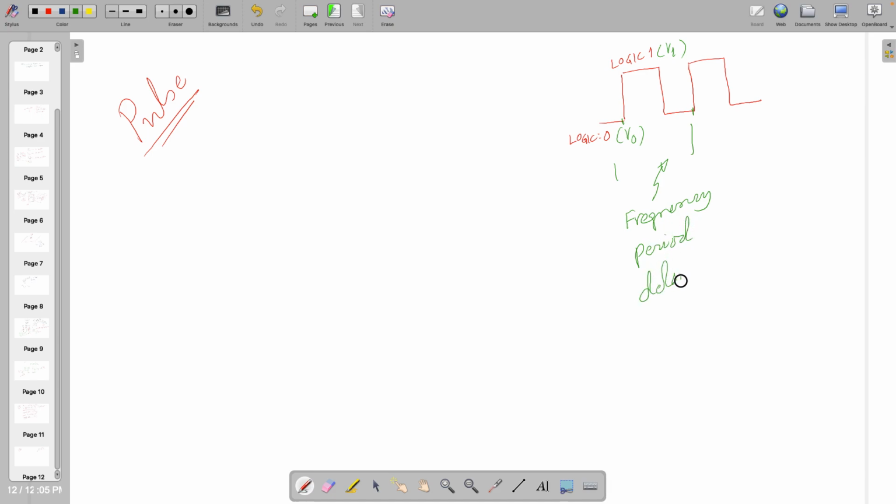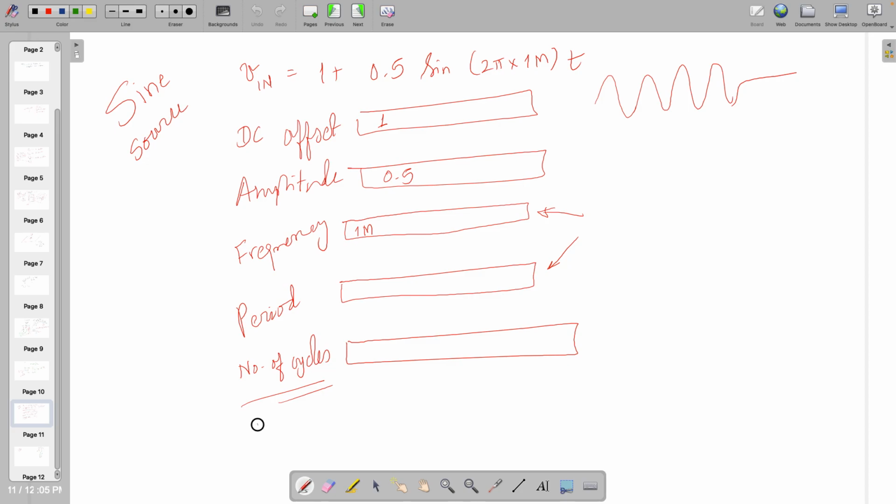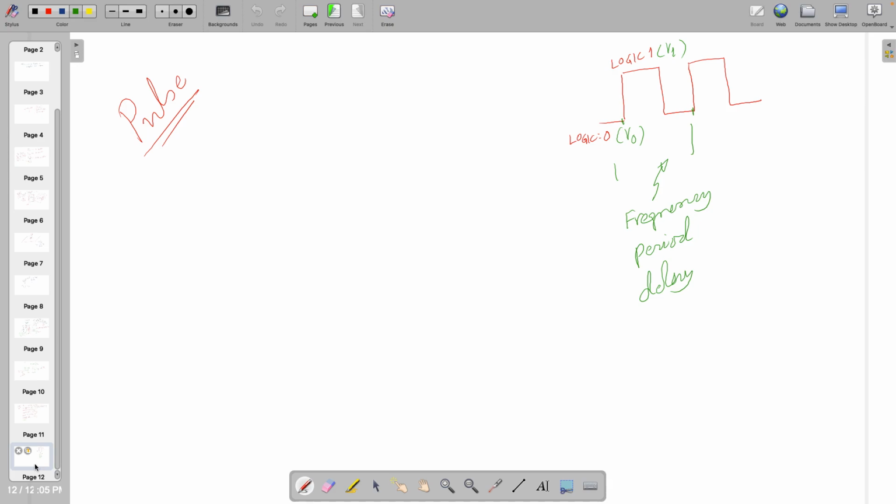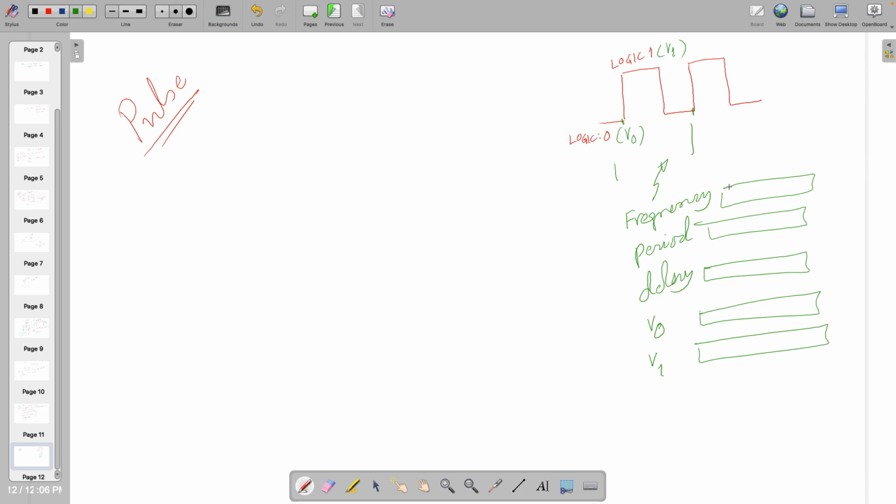Sometimes delay is also required. Here also I forgot to keep delay. You can add some extra delay if you want. So if it is starting from here, amplitude with respect to time, then there is some delay and thereafter the signal will start. The same thing you can do over here also. If you want to give some delay, you add the delay. You can add V0 and V1, that's logic 0 and logic 1, frequency and period. Other things are also there. If you don't give them, there is no problem.